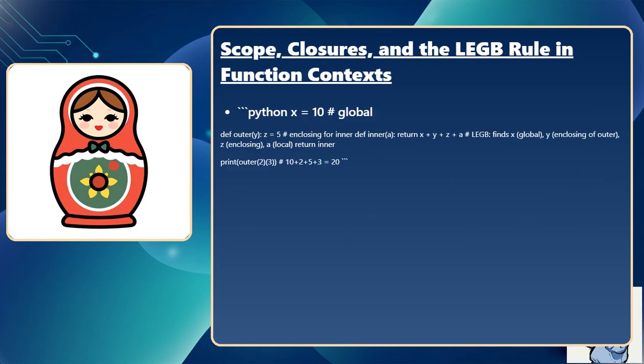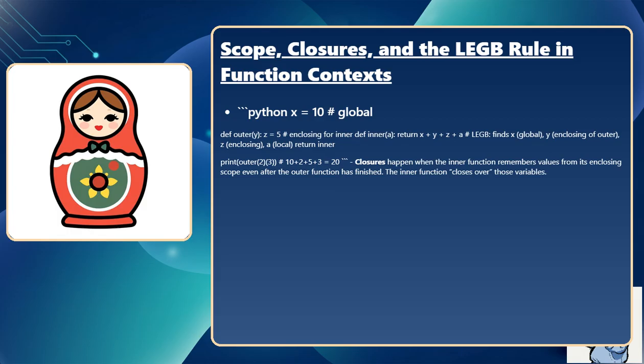x = 10 is global. Define outer(y). Inside outer, z = 5 is enclosing for inner. Define inner(a), return x + y + z + a. LEGB finds x global, y and z enclosing, a local. Outer returns inner. print(outer(2)(3)), result 20.